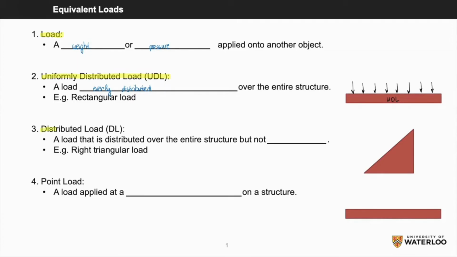A distributed load, or in short form DL, refers to a load that is distributed, or in other words, spread out over the entirety of the structure, but not necessarily evenly. An example would be a right triangular load. A point load, which means a load that is concentrated at and applied only to a single point of a structure. We will now apply these concepts to a couple examples.